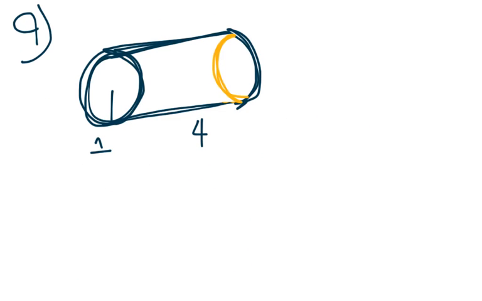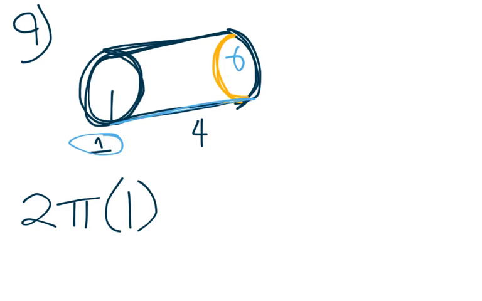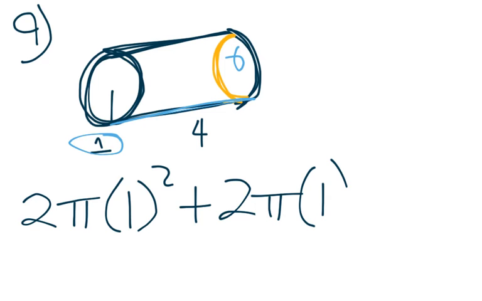Number 9, we have a cylinder on its side, so even though this 4 over here looks like the length and not the height, it really is the height, because just imagine that we're standing on the circle over here instead of on its side. So over here we have a radius of 1, so we're going to plug that in. 2 times pi times 1 squared plus 2 times pi times 1 times the height, which is 4.